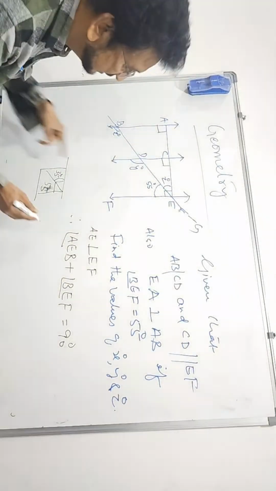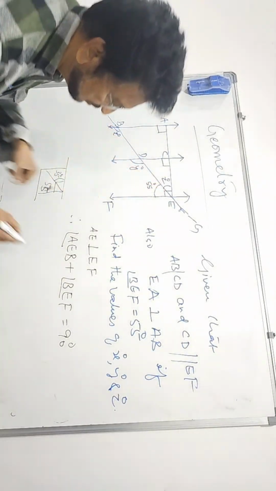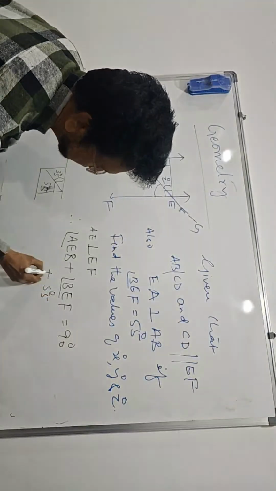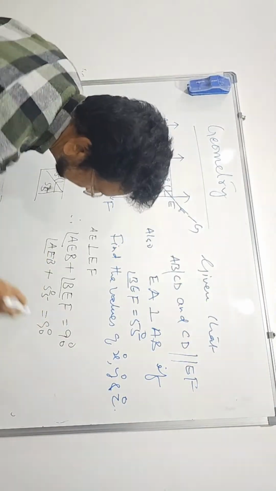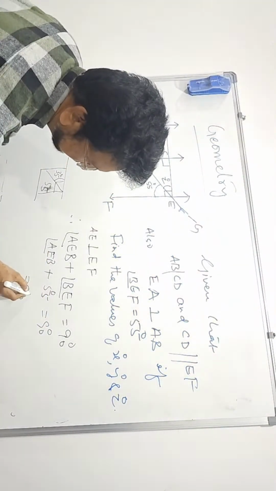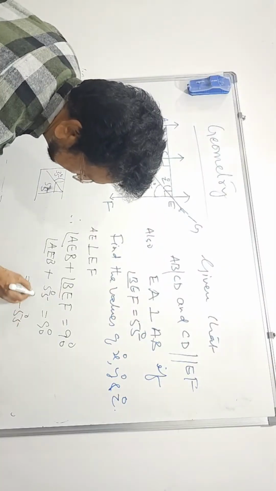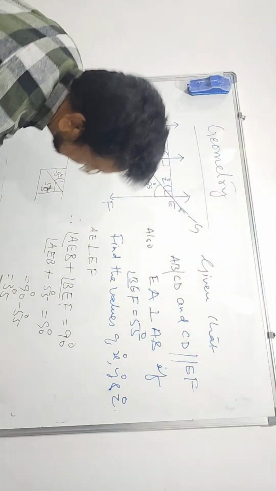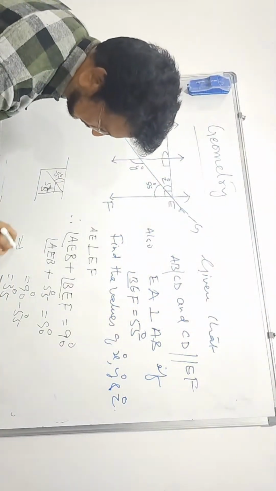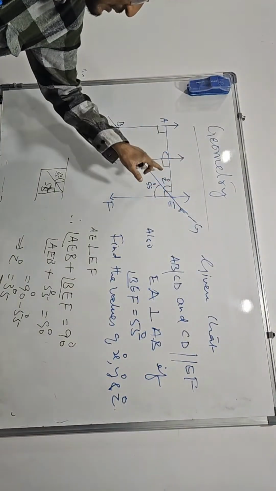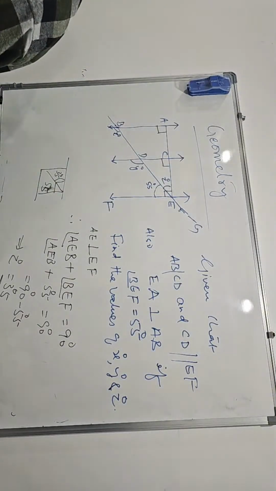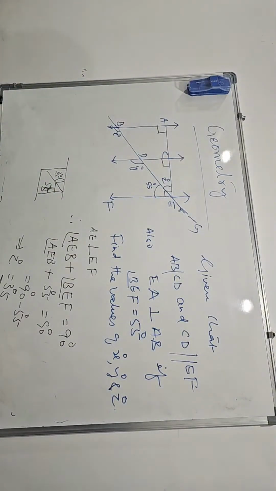That only I have written here. This angle BEF is 55 degree. AEB we are finding. 55 you take to the right side. 90 minus 55, 35 degree. First answer, Z, we got. Z angle is how much? 35. He asked you X, Y and Z. First we got the answer of Z. Now tell me what is the answer for X and Y. Can you tell me?